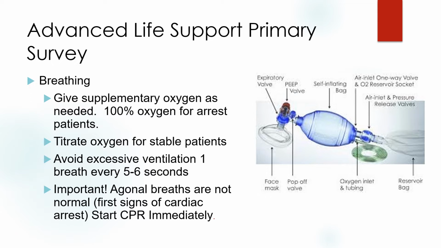We need to supply oxygen as needed, and if it's an arrest patient, we are going to supply 100% oxygen. You can actually hook oxygen tubing up to your ambu bag. For stable patients, we're going to titrate that for whatever they need. We want to make sure we don't excessively ventilate our patients. It's 1 breath every 5 to 6 seconds. And remember, agonal breaths are not normal. This is the first sign of a cardiac arrest, and we're going to start CPR immediately.